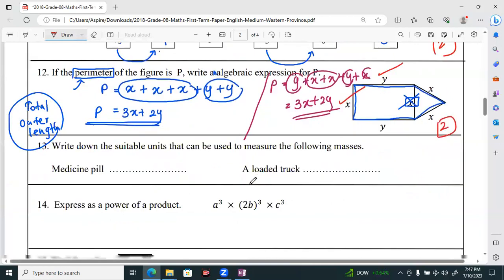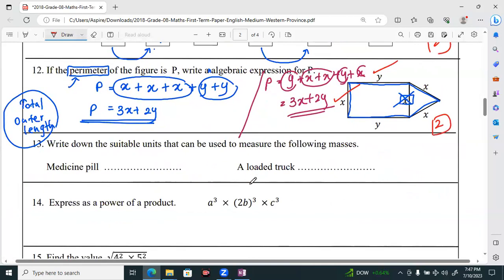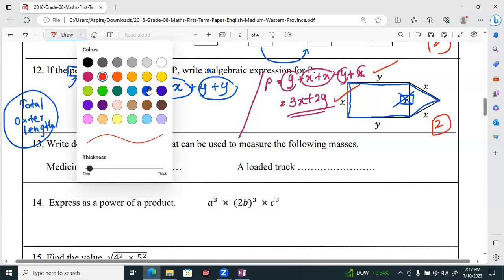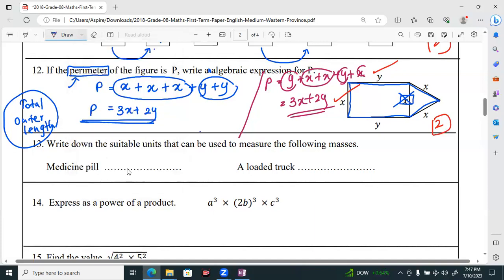Write down the suitable units that can be used to measure the following masses. Medicine pill. ඒ කියන්නේ බෙහෙත් පෙත්තක් මනින්න හොඳ unit එකක් කියන්නලු. කියන්න බලන්න. Milligram. Yes, it is milligram.